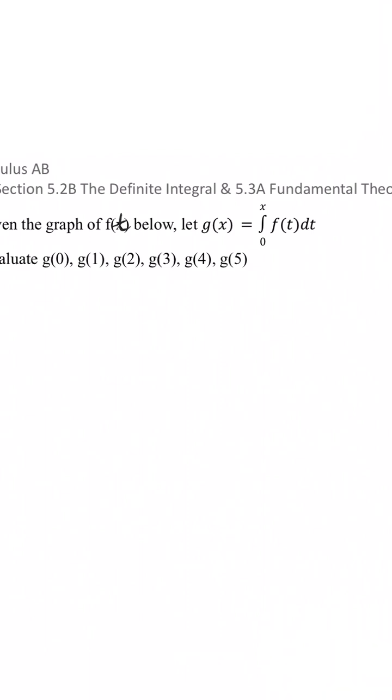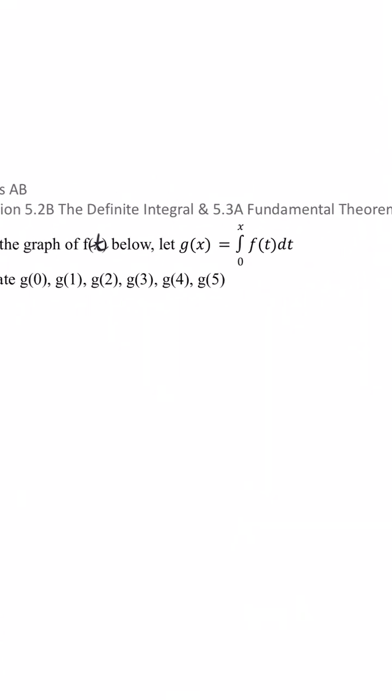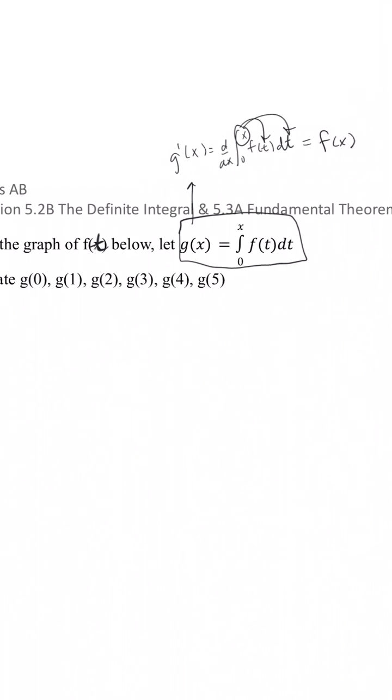We're going to let g of x equal the integral from 0 to x of f of t dt. Remember, if I take the derivative, g prime of x is the derivative of this integral, which is the fundamental theorem, and I take this thing and plug it in and I get f of x. So the derivative of g is equal to f. We're asked to evaluate some things.